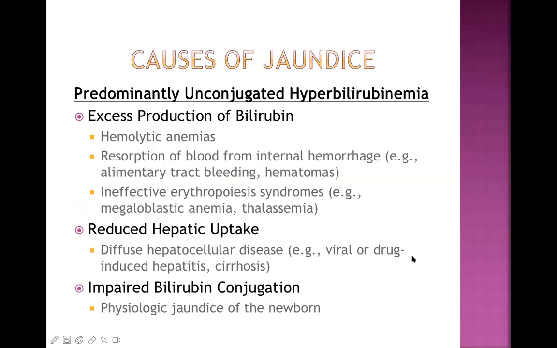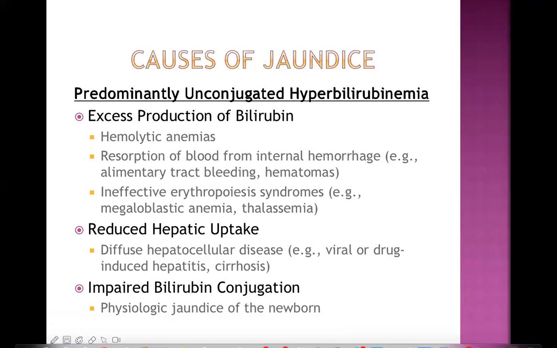Let's move on. Now, this is the other way of answering the causes of jaundice: predominantly unconjugated hyperbilirubinemia and predominantly conjugated hyperbilirubinemia. Now, what are the causes? See here, if there is excessive production of bilirubin, then naturally there is unconjugated hyperbilirubinemia, and that can occur in hemolytic anemia.